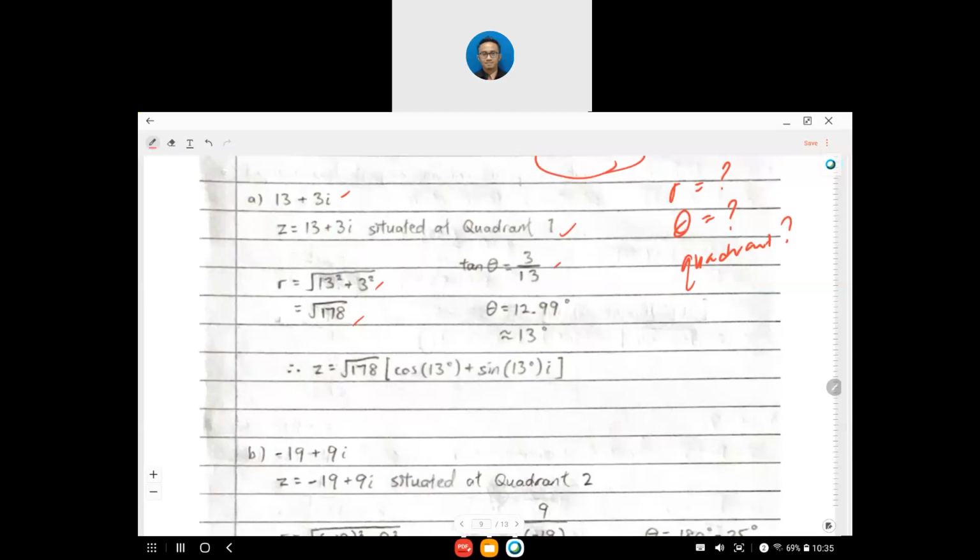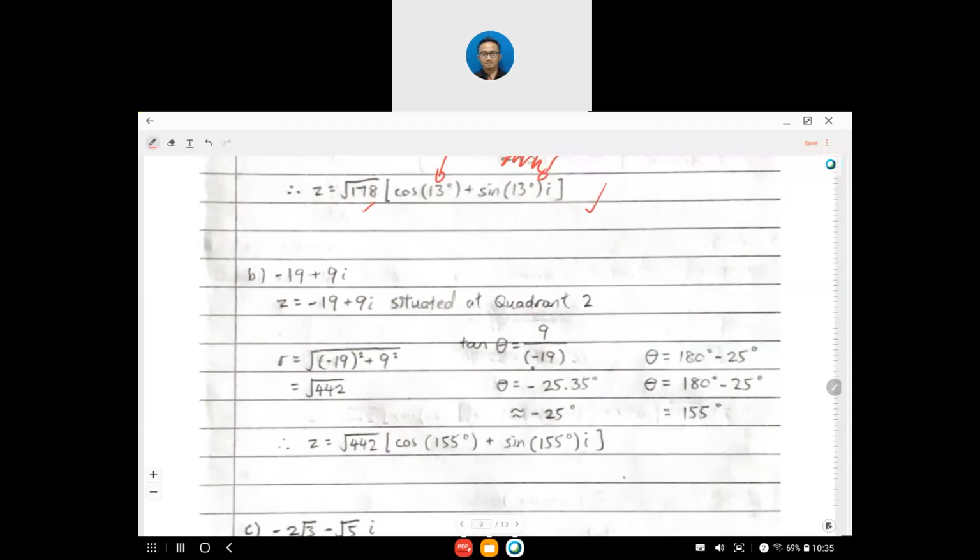So you can get theta equal to 12.99. No need to put that here, just take this one. No need to do the decimals. Correct to the nearest decimal, just take the exact value. And then you can get root 178 times cos, supposedly putting this value here.